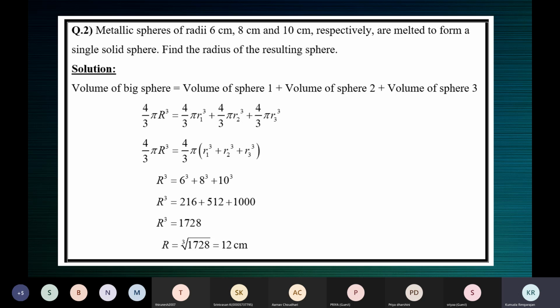4 by 3 pi is common and gets cancelled on both sides. Now substitute the values of R1, R2, and R3: 6, 8, and 10. This works out to 1728. R cubed is equal to 1728. So R is equal to the cube root of 1728, which is 12 centimeters.